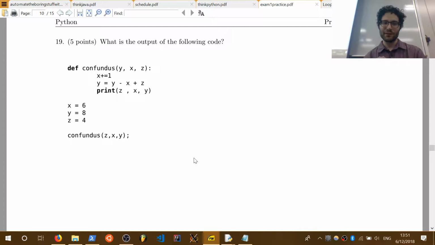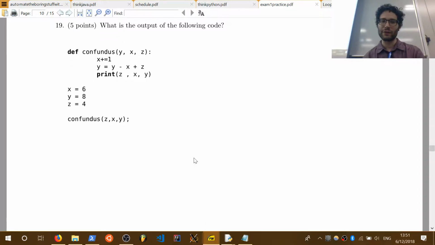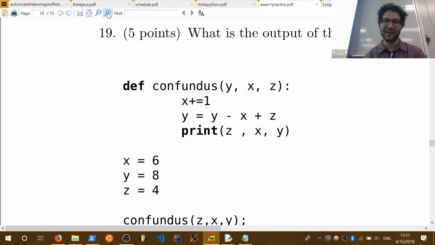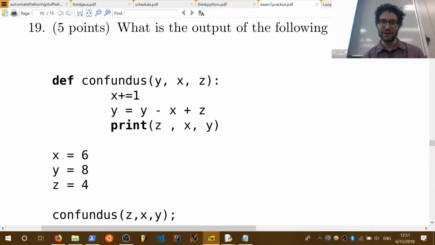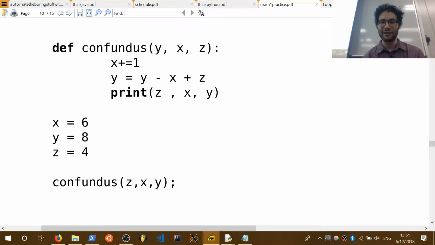All right. So one of my personal favorites, and there will definitely be something along these lines on the exam. What is the output of the following code? Confundus takes x, y, z, then there's a bunch of code, and then we've got z. Then we've got these x, y, and z defined over here, and then I pass them in as z, y, x.